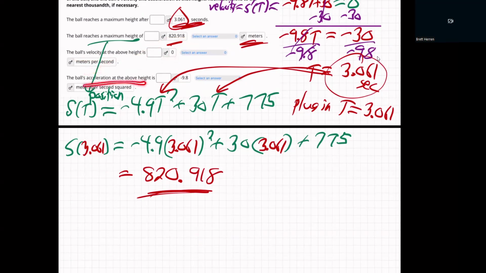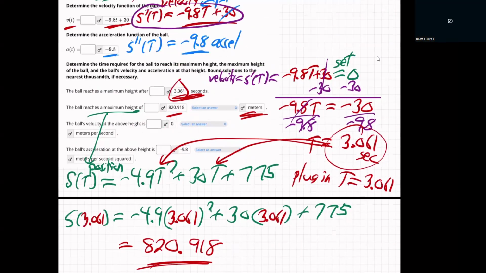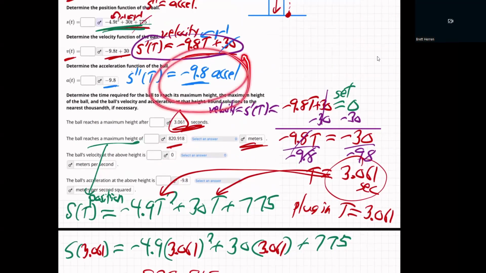The ball's acceleration, well, the acceleration is always negative 9.8. There's no t here. There's nothing to plug in. So you don't need to plug any time in or anything in. The acceleration is always just negative 9.8. So if they ask you acceleration at any time, it's always negative 9.8. What does that mean? That means the Earth is pulling down on that ball always with the same gravitational acceleration, pulling it down at negative 9.8 meters per second squared all the time.